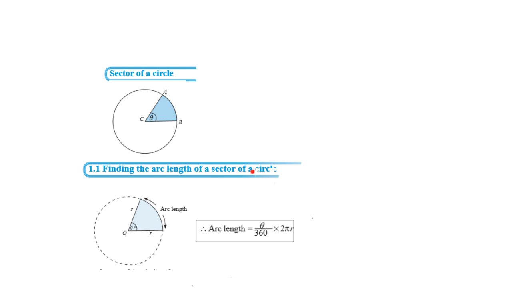Next topic, 1.1. Finding the arc length of a sector of a circle. Look at this sector. Then you have 2 radii here, radius R, and the arc length. To find the arc length of a circle, you can use this formula: the angle between 2 radii, theta over 360 into 2 pi r. If you know the angle theta here and the radius, you can find this arc length.